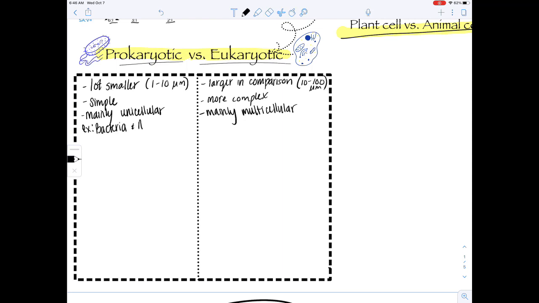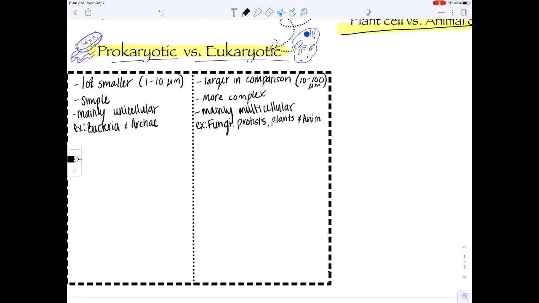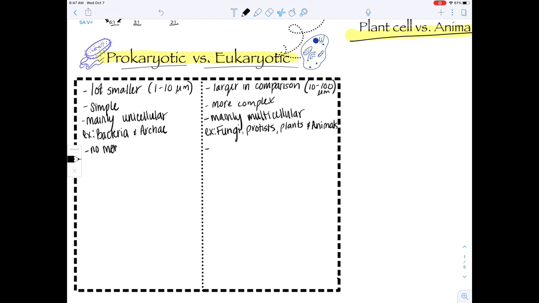Another unique difference between the two, our prokaryotic cells do not have membrane-bound organelles, whereas eukaryotic cells have distinct membrane-bound organelles. The only membrane we're going to see in prokaryotic is plasma membrane. Okay, so they don't have internal membranes, they don't have nuclear membranes, they don't have an endoplasmic reticulum, mitochondria, vacuoles, or any other organelles.